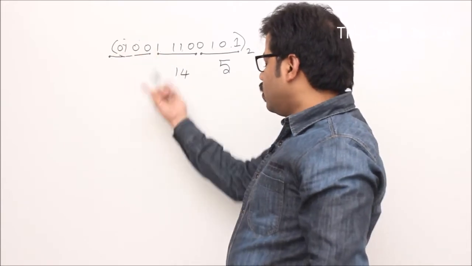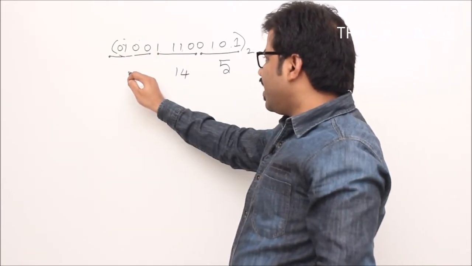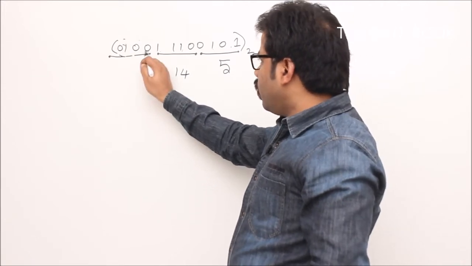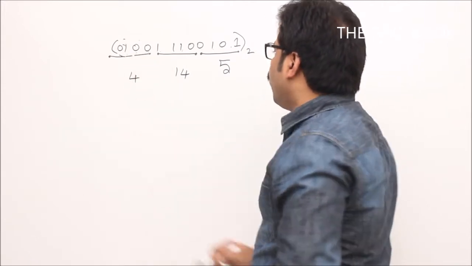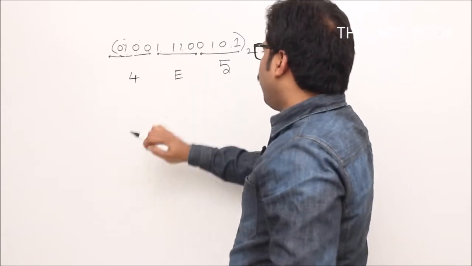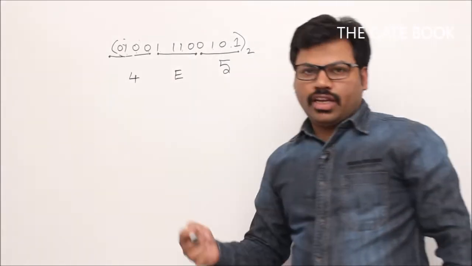Convert the 0100 separately into a hexadecimal digit. That is nothing but 2 power 0, 2 power 1, 2 square, which is 4, right? And 14 we know is nothing but E, correct? So 4E5. In that way we can convert binary to hexadecimal.